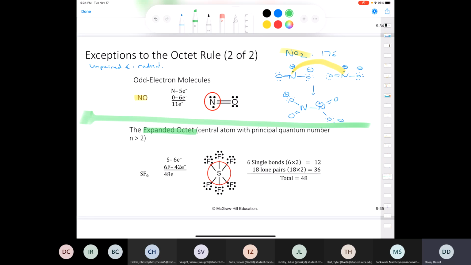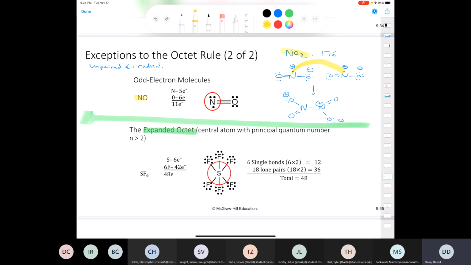And if you're wondering how the heck does that happen? Why is sulfur in sulfur hexafluoride surrounded by 1, 2, 3, 4, 5, 6, 7, 8, 9, 10, why is it surrounded by 12 electrons instead of 8? Well, the reason is because sulfur is in the third period and it has the 3d orbitals available to it, and so it's able to expand its octet. That's the best answer I can give you at the level of our course.